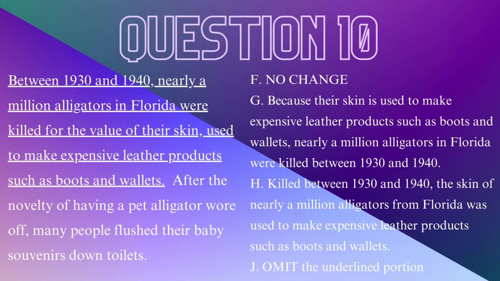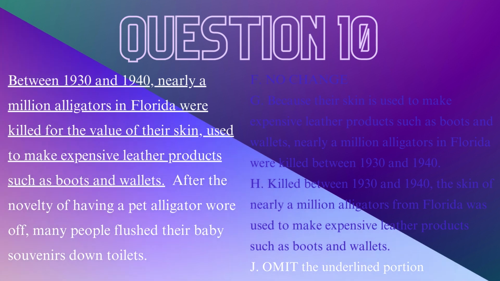Between 1930 and 1940, nearly 1 million alligators in Florida were killed for the value of their skin used to make expensive leather products such as boots and wallets. It goes on to go back to the story. It began telling about a legend involving pet baby alligators. I can already tell that the underlined sentence is completely off topic. J, omit, delete, get rid of this sentence. J is the correct answer.